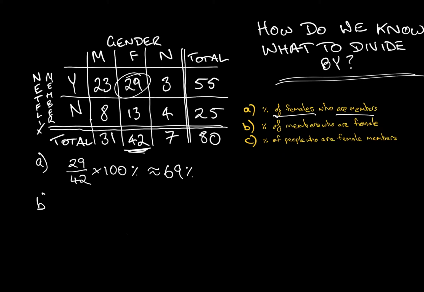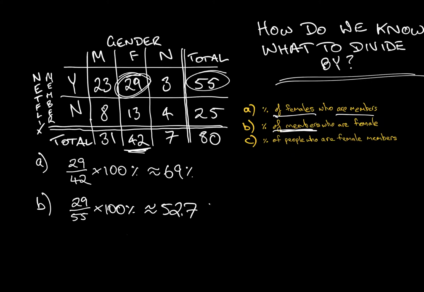Now looking at part B, we're asked what percentage of members who are female. So here we're talking about out of all of the members. So in other words, the 55 of them, that will be our divisor. Out of those, how many or what percentage are female? So out of those 55, again, we're still talking about the 29 females. So we have 29 divided by 55 times 100% to give us the percentage. And this is approximately 52.7%.